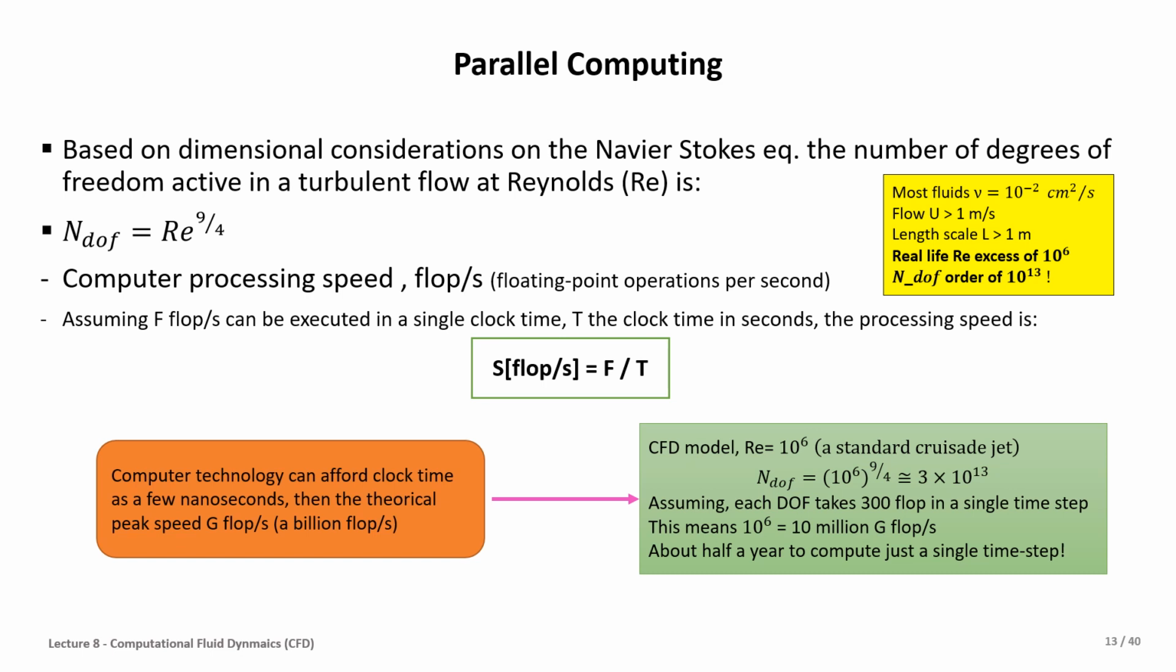Now let's see an example of this regular turbulent flow for the CFD model, where we have a Reynolds number of 10 to the 6, and the number of degrees of freedom is 10 to the 13. Then, assuming each degree of freedom takes 300 flop in a single time step, this means 10 million gigaflops per second is required, and it takes about half a year to compute just a single time step.